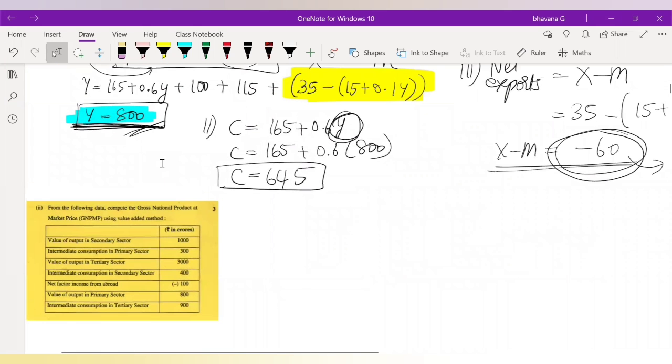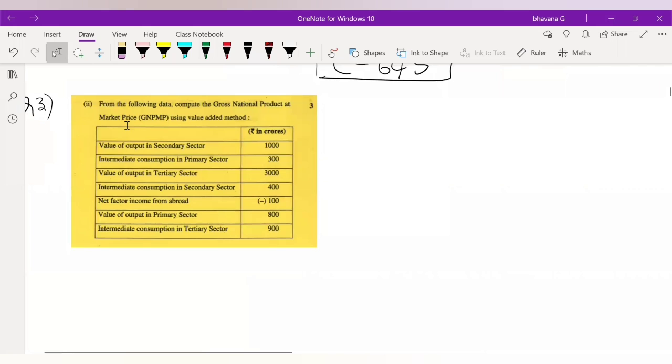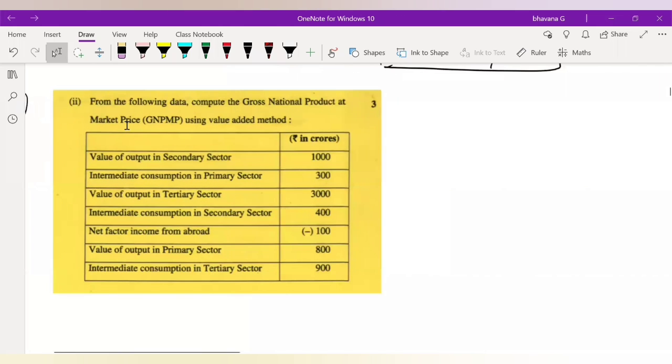So third question. In the third question, what have they asked you? They have asked you that from the following data, compute the gross national product at market price, that is nothing but GNP MP. They have told you to find it out using the value added method. Okay, and they have given you a few values here.